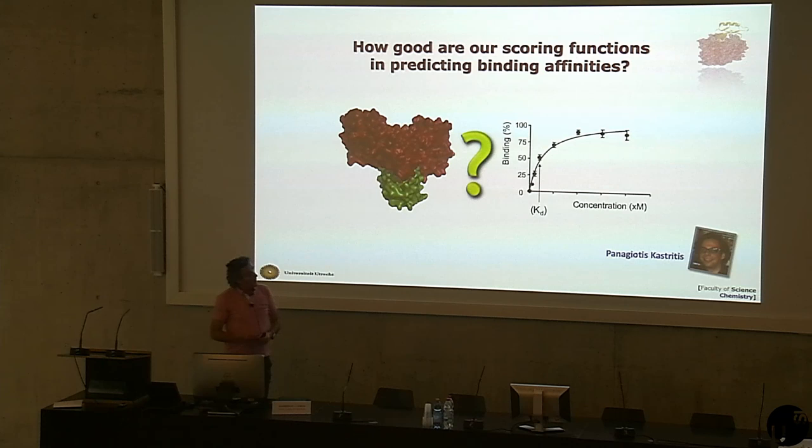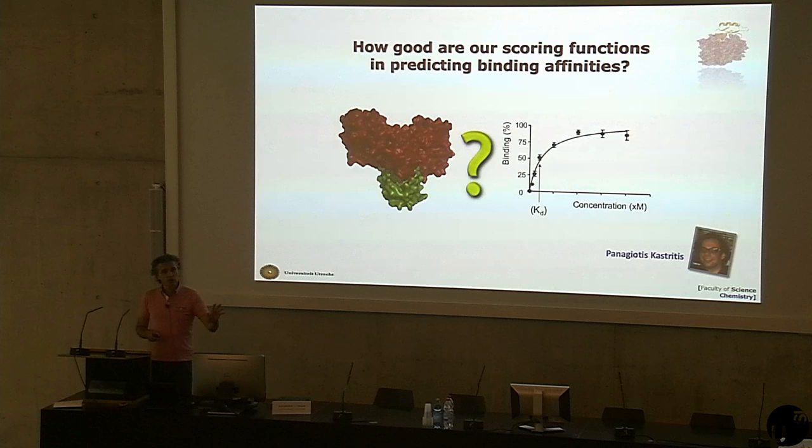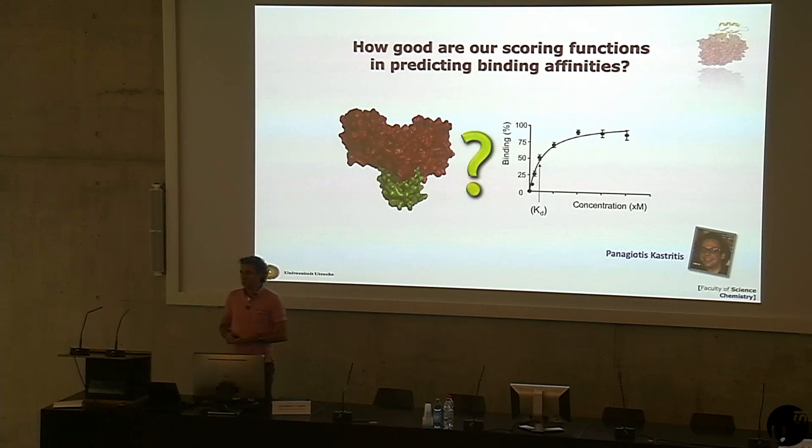What we started doing at the time, and that's the work of Panos, a former PhD student, is say, okay, we're not going to do this docking exercise. That's way too much time. Let's take crystal structures. In principle, we have the perfect structure, maybe crystal state, but that's our reference point. So given the perfect structure, can we predict the binding affinity of the complex? That's the question we want to answer.